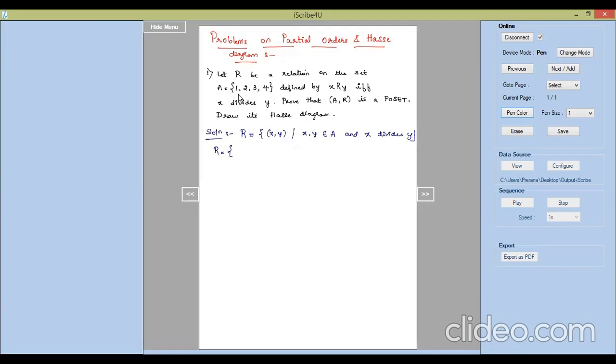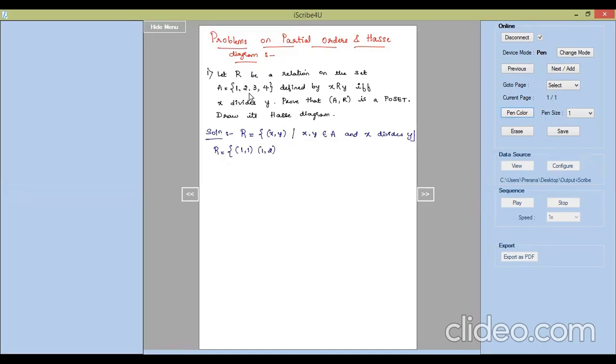So 1 divides 1, 2 divides 2, 3 divides 3, 4 divides 4. Whichever element I pick from the set A, every element divides itself. So I can obviously write down (1,1), (2,2), (3,3), (4,4). Once it comes to 2, I would like to go in an order. Can I say 1 divides 2? Yes, (1,2), 1 divides 2.